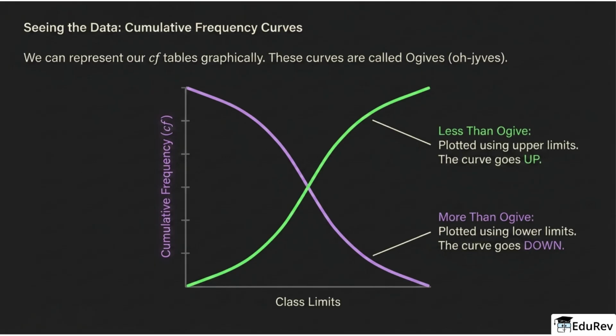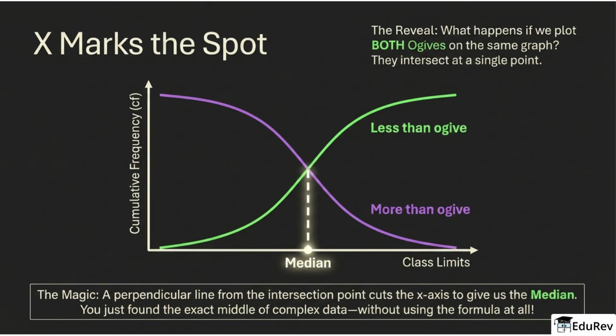And for our grand finale, what happens when we plot both of these curves at the exact same time? The reveal is stunning. If we plot both ogives on the same graph, they will intersect at a single point. The magic here is that a perpendicular line dropped directly from that intersection point cuts the x-axis to give us the exact median. By doing this, you have just found the exact middle of complex group data without using the formula at all. And that wraps up our visual journey through statistics.